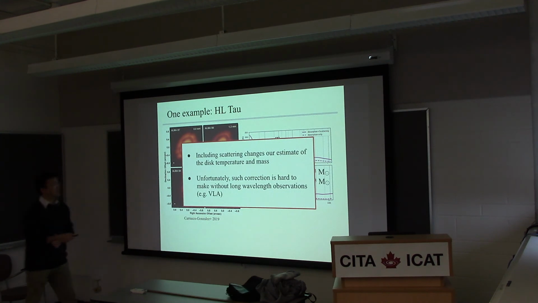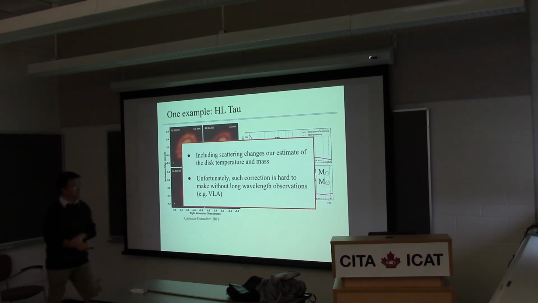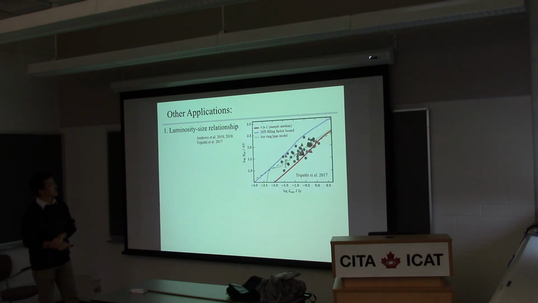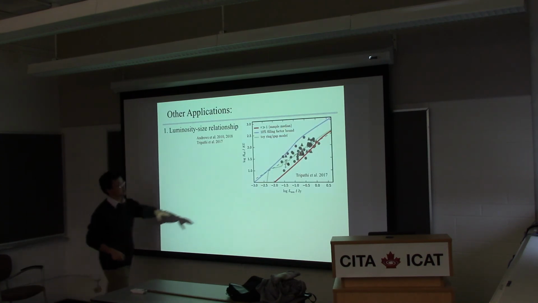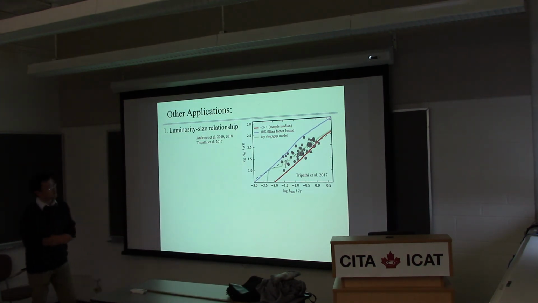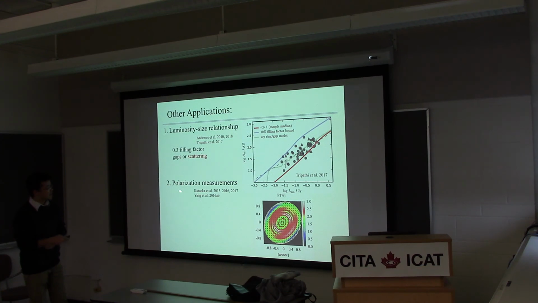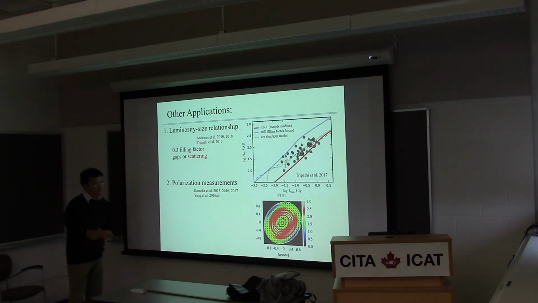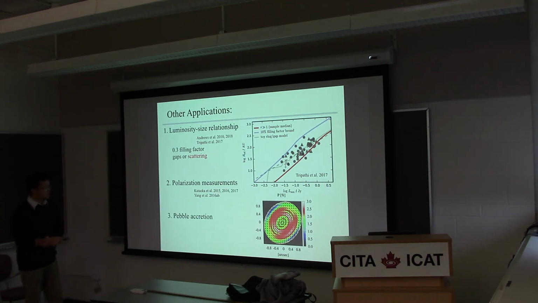So including scattering can change our estimate of disk temperature and mass. And unfortunately, such a correction is hard to make without long wavelength observations like VLA. So there are other applications. There's this luminosity-size relationship in protoplanetary disks, and this can be explained by scattering too. And scattering has been measured by polarization observations with ALMA. So scattering is important and has implications for other things.